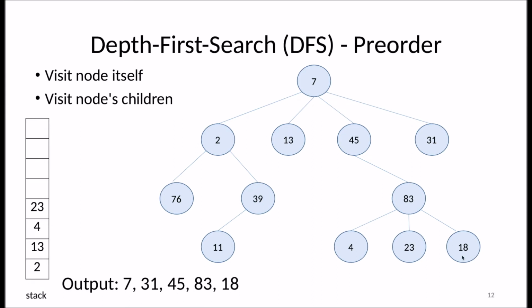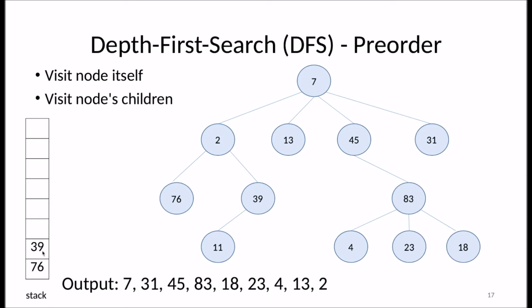18 doesn't have any child nodes, so I pop a node again. 23 doesn't have any child nodes, I pop off 4, doesn't have any child nodes. Now I pop off 13, also doesn't have any child nodes, so I'm back here now. Now I go to the next node, 2, so I pop 2 off the stack and push 2's children onto the stack, which is 76 and 39.